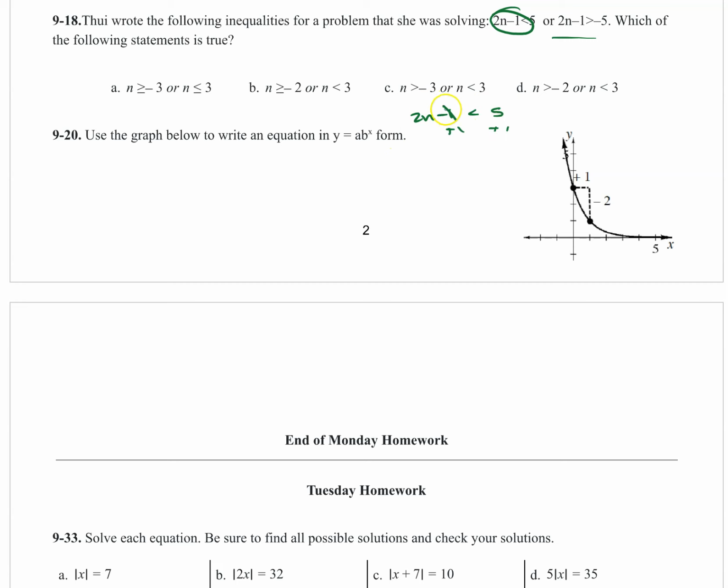So I'll add 1 to each side. 2n less than 6. Divide both sides by 2. n is less than 3. Alright, so I have n is less than 3. So that one's out. Maybe it's B, or C, or D. So I've eliminated 1. If you solve this one, then it'll narrow down your answer. So solve this, you have n is less than 3, or what else?